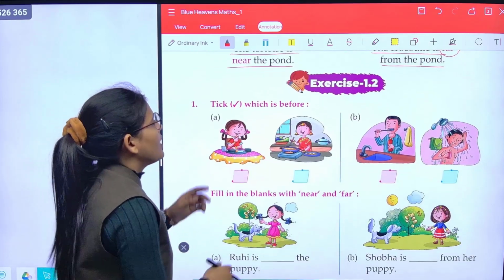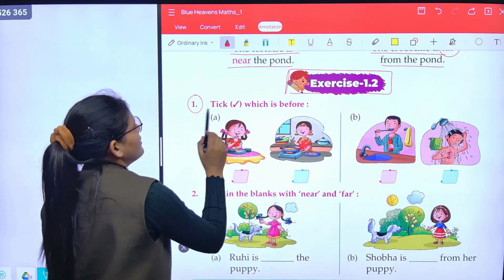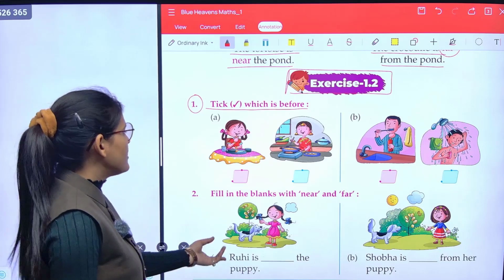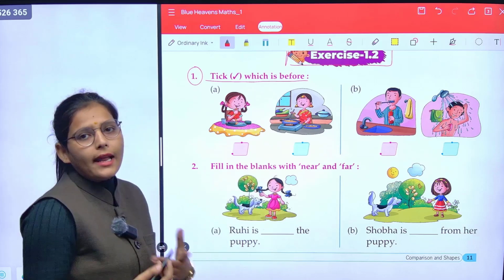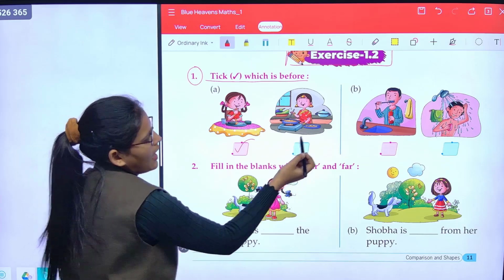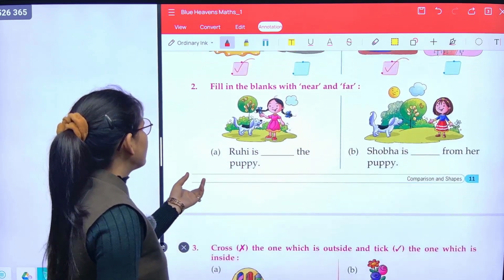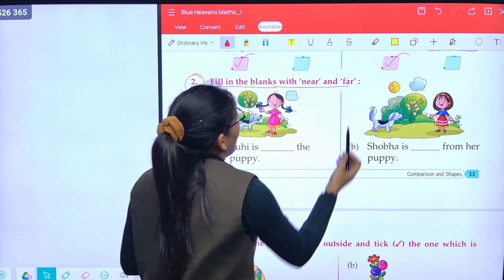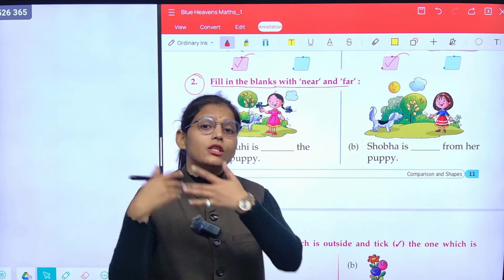Now class, come on exercise 1.2. Question number 1. Tick right which is before. Which is before class C. Class before means क्या होता है? पहले. Before means पहले. So girl is before and father is before. Understand class? Now class, come on question number 2. Fill in the blank with near and far. Near means I told you पास and far means दूर.